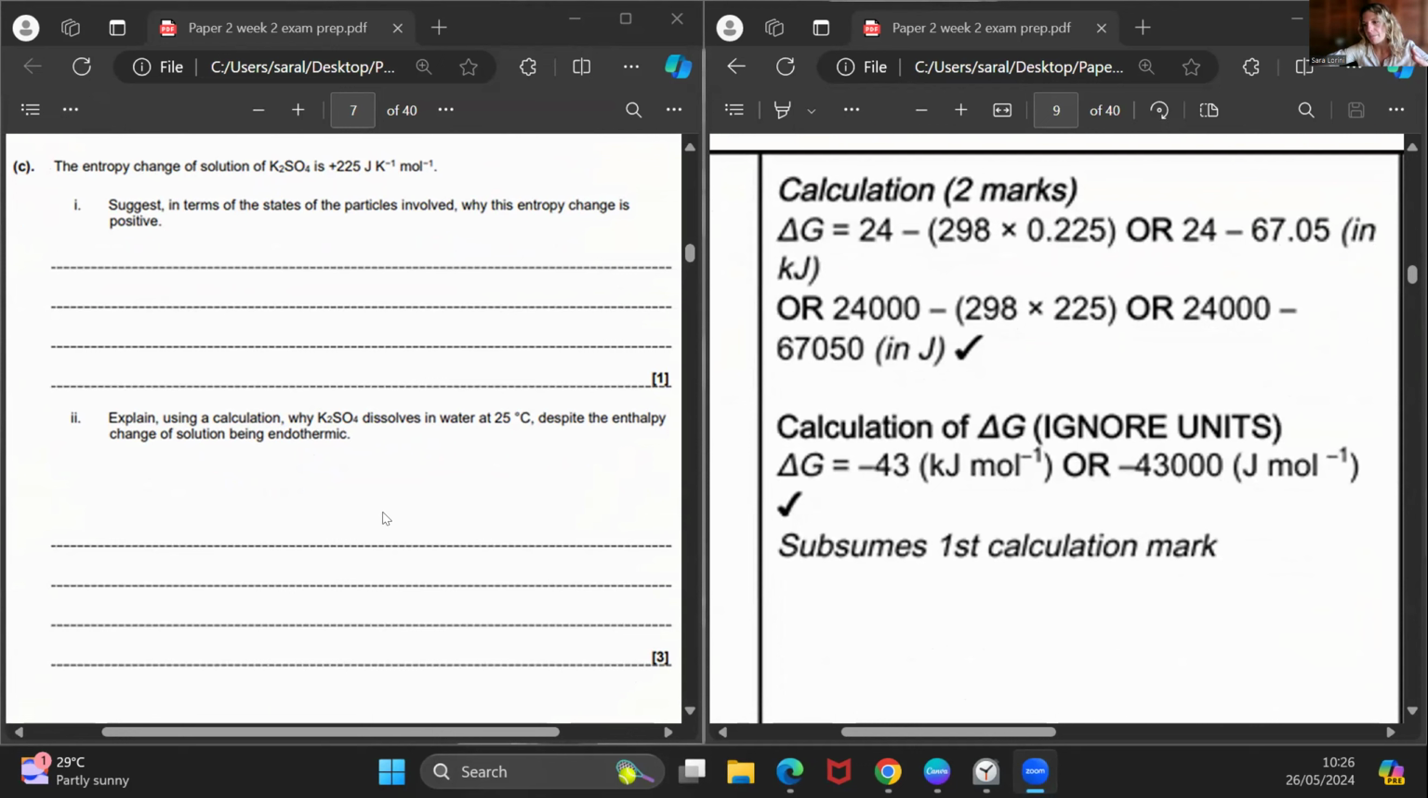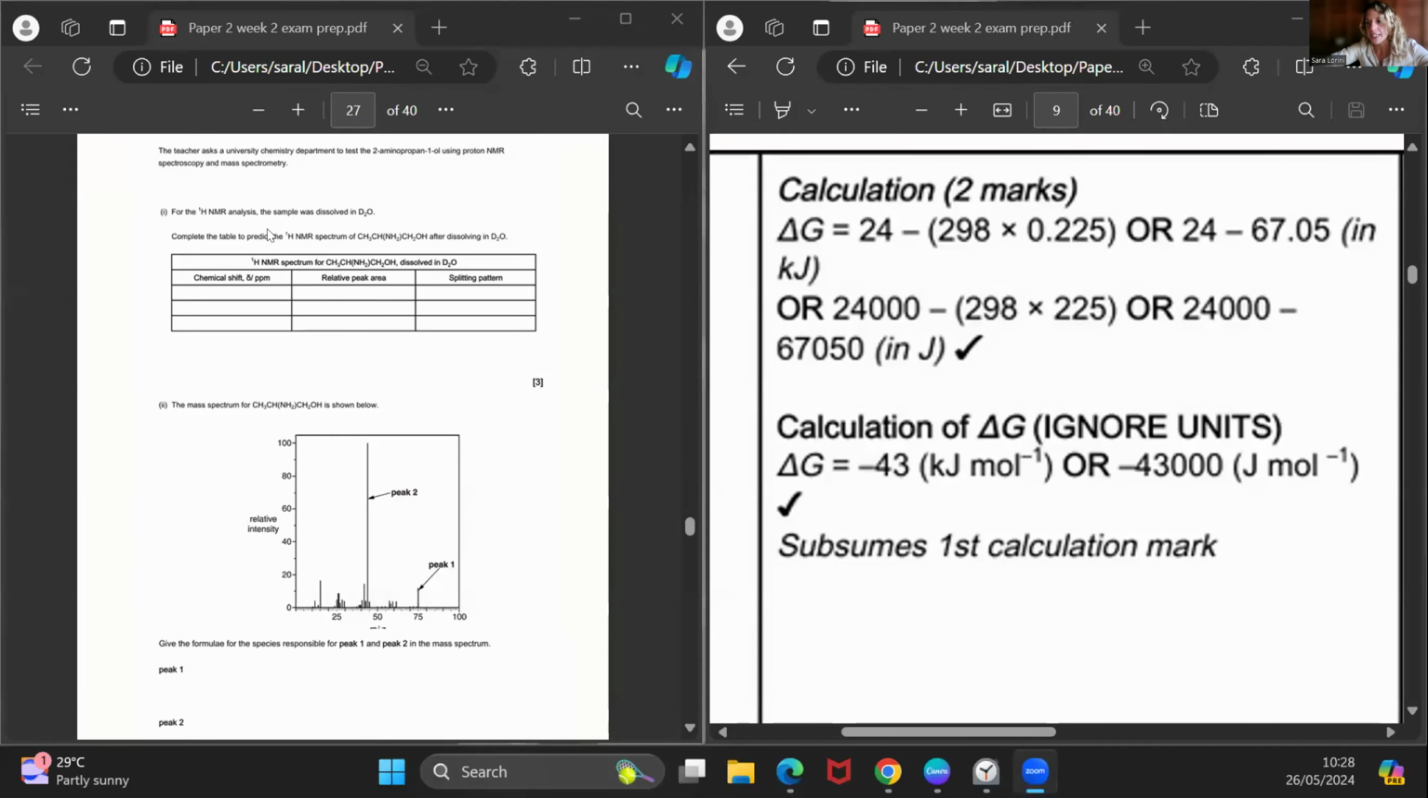When it says, for example, that a reaction takes place, and in this case, it dissolves, it's quite difficult because it's not talking about being spontaneous. But it still infers the spontaneity. The reaction is spontaneous, so you have to do the Gibbs free energy. So this is the correct answer, minus 43. It's the correct value, sorry, for the Gibbs free energy.